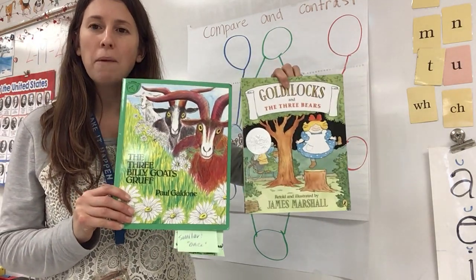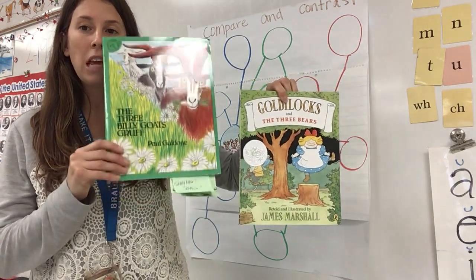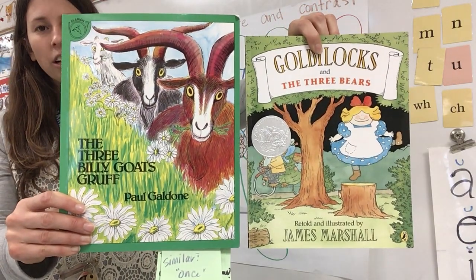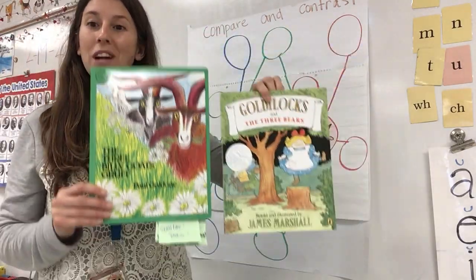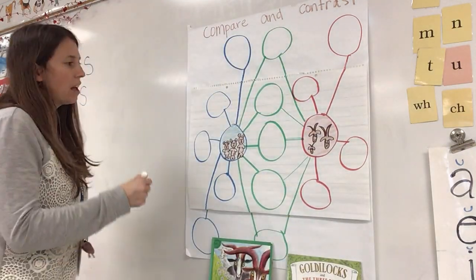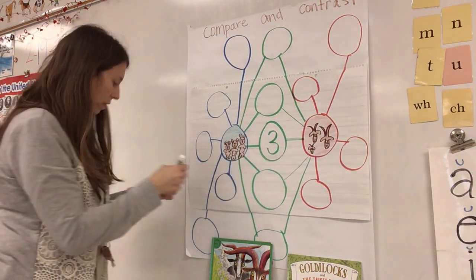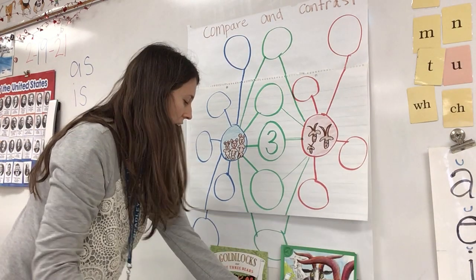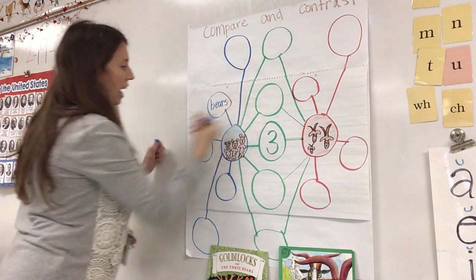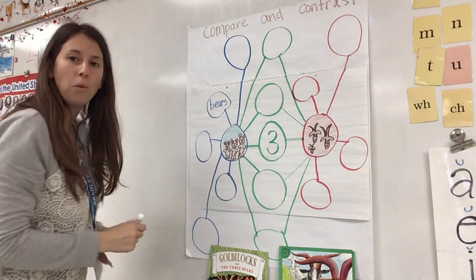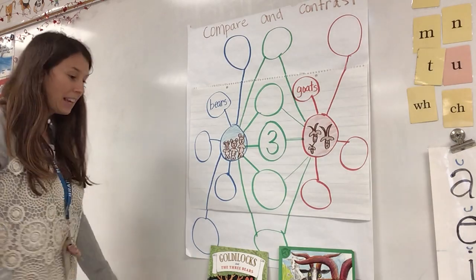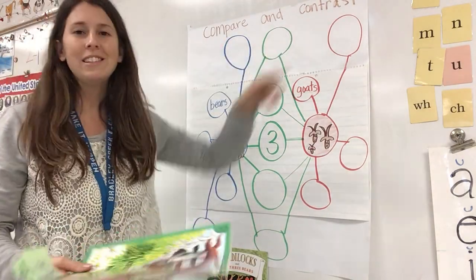Now, right away, what do you notice about the titles of these books? Listen, The Three Billy Goats Gruff and Goldilocks and the Three Bears. Do you notice anything that's similar in the title? Yes, the number 3. 3 billy goats and 3 bears. So let's go ahead and put that on our thinking map. So 3 is similar, right? But what's different is that Goldilocks has 3 what? Bears. And the Three Billy Goats Gruff has 3 what? Goats. Excellent. Let's put that up here. 3 goats. Great job. You're already comparing and contrasting, telling what's similar and what's different about the stories.